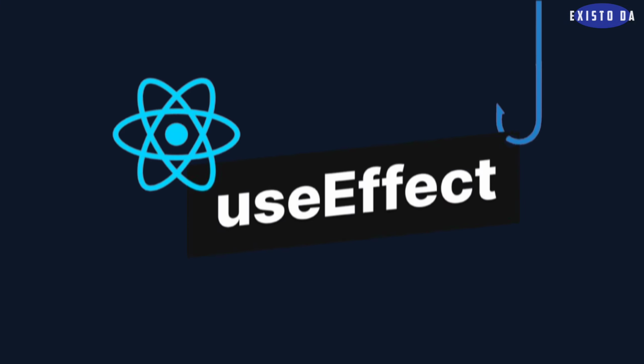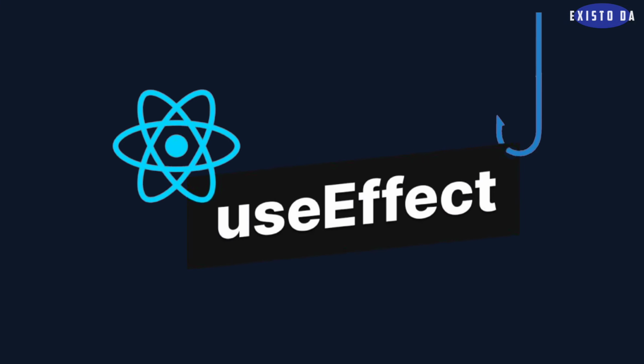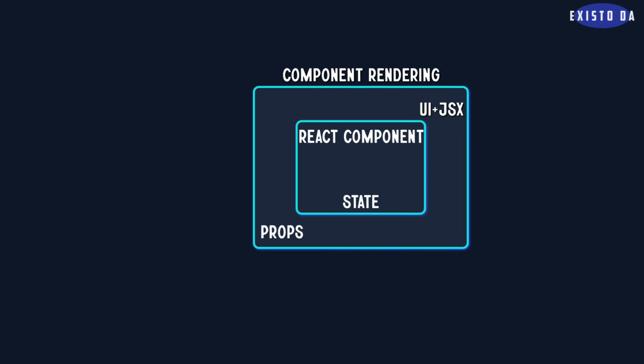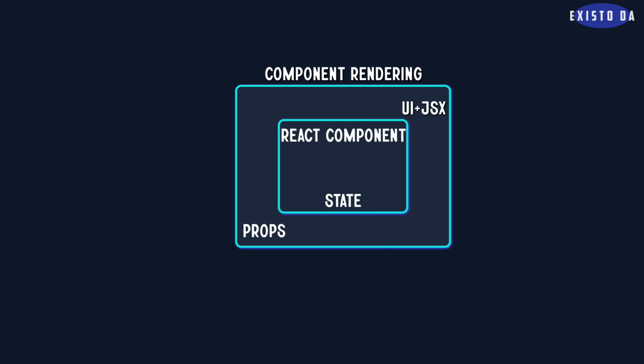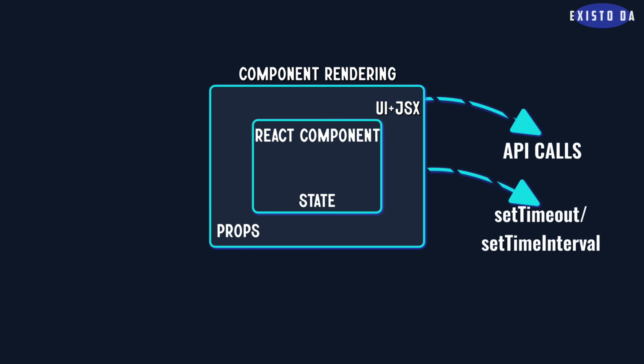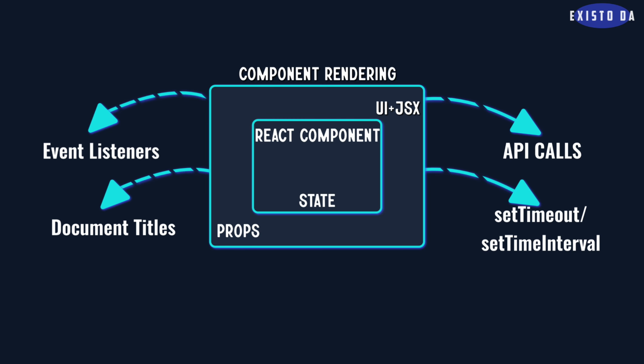Master useEffect, the hook that controls side effects. Any operations that affect something outside the component's rendering process. For example, API calls, setTimeout, setInterval, adding event listeners, updating document title, accessing local storage.